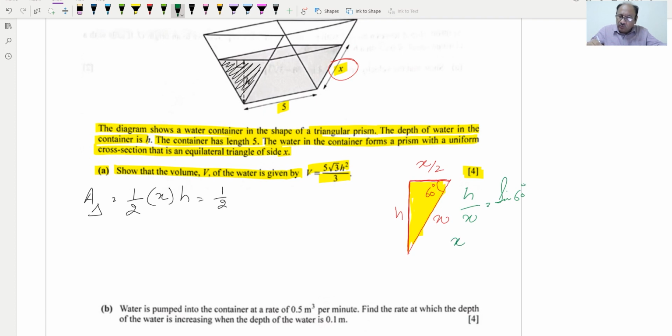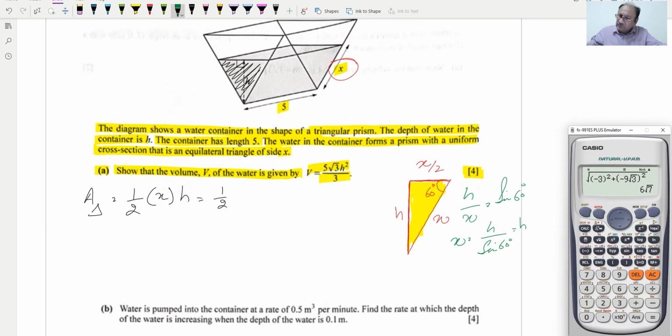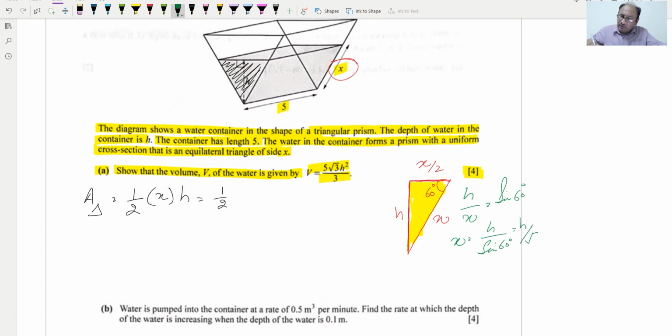and x will be equal to h over sine 60 degrees, and sine of 60 degree is what? Sine of 60 degree is equal to under root 3 by 2. So we'll write under root 3 by 2, which we can write x is equal to 2h over root 3. So this is our x value which we found, and x value we can replace over here.